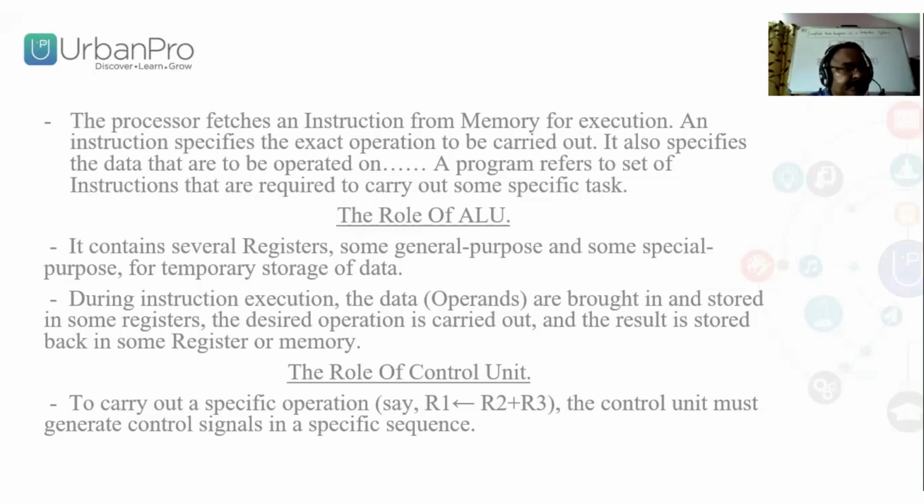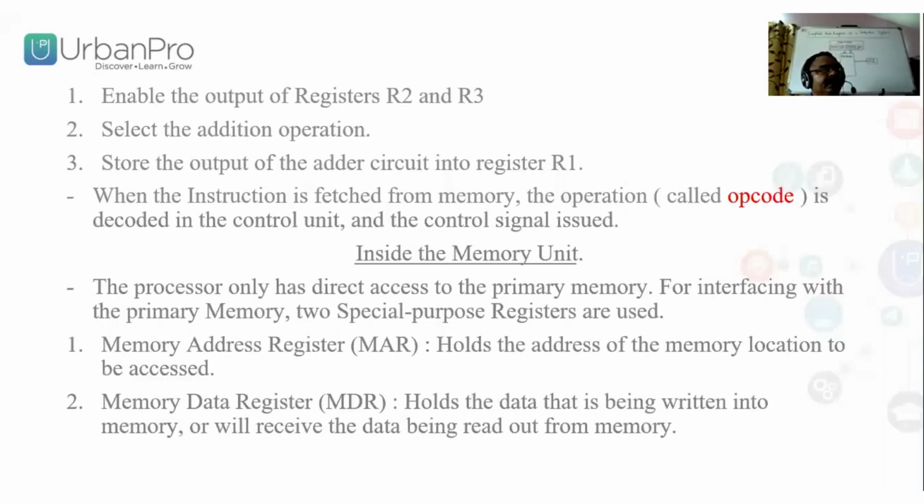To carry out a specific operation, say R1 gets the contents of R2 plus R3, the result goes back to R1. The control unit must generate control signals in a specific sequence. What is the sequence? Enable the output of registers R2 and R3. I previously told R1 and R2; it can be R2 or R3, any register. So enable the output of R2 and R3. Select the addition operation.